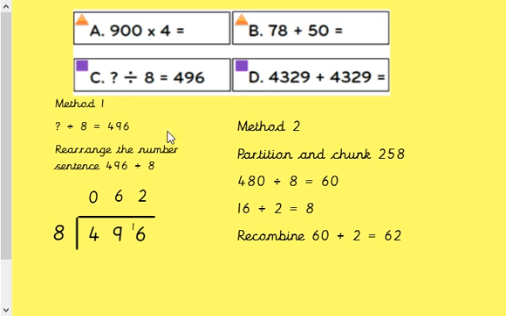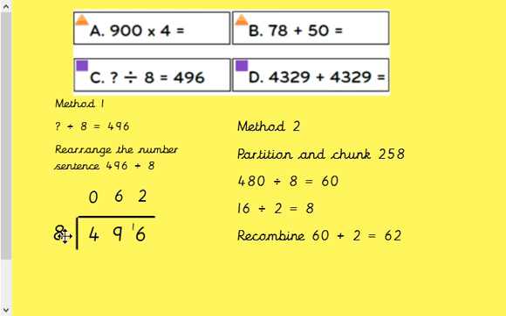And the last question, I've got a mystery number that if I divide it by 8, I get 496. Well, first of all, I think I'm going to need to rearrange the number sentence because I can't find what this is. So I'm going to change the numbers around. I'm going to start with 496 and divide it by the only other known fact that I have, which is 8. So I'm going to use bus stop. I need to be able to know my 8 times table, so that could be an issue.